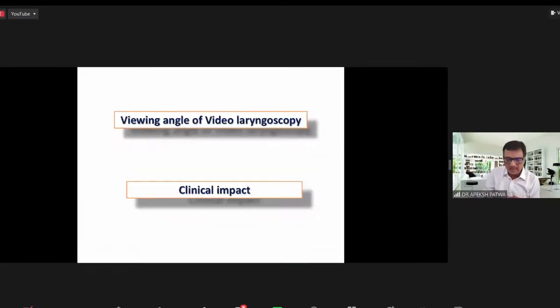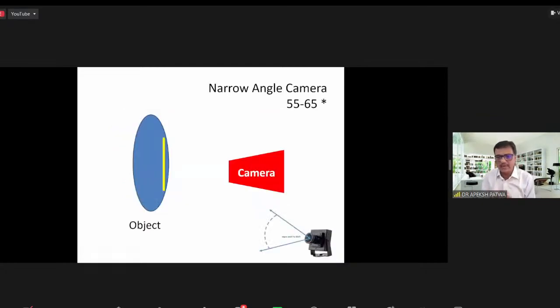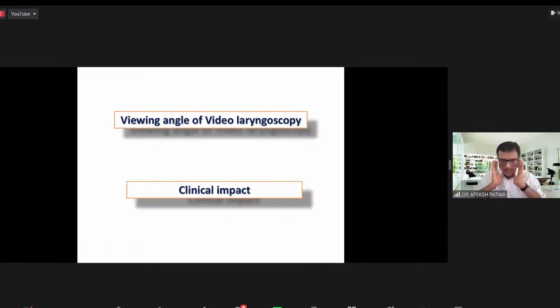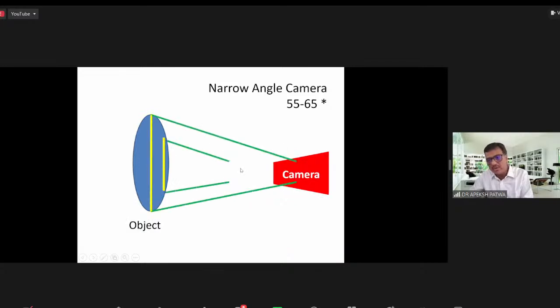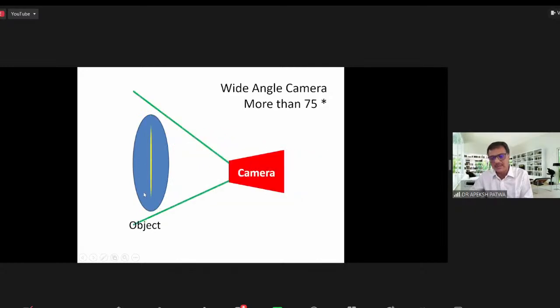Now, see, what is the viewing angle of video laryngoscopy and what's its clinical impact? Our eyes have their own perimetry, and we can't look beyond that perimetry. In the same way, each video laryngoscopic camera has its own perimetry. That's called the viewing angle of that video laryngoscope. And this viewing angle of the camera ranges from 55 to 90 degrees. So if you look at a narrow angle camera, of 55 to 65 degrees, suppose this is an object and this is the camera. The narrow angle camera will be able to see only this much yellow line area. But if you want to see the whole area, you need to withdraw the camera a little bit backward to get the whole object on the screen.